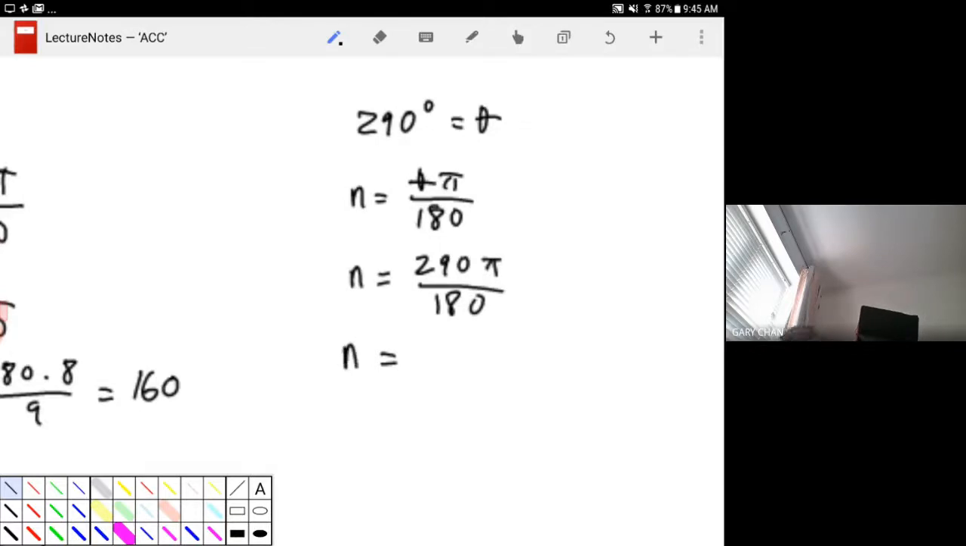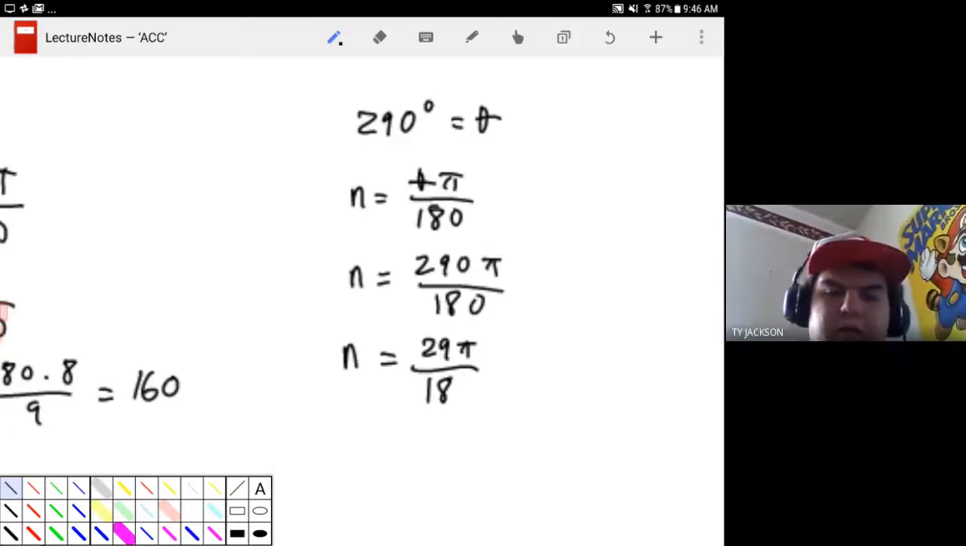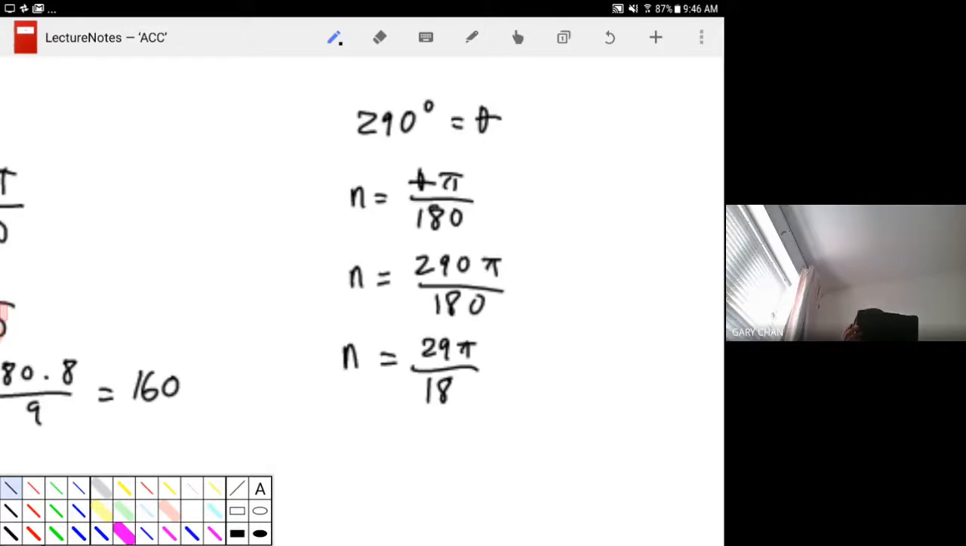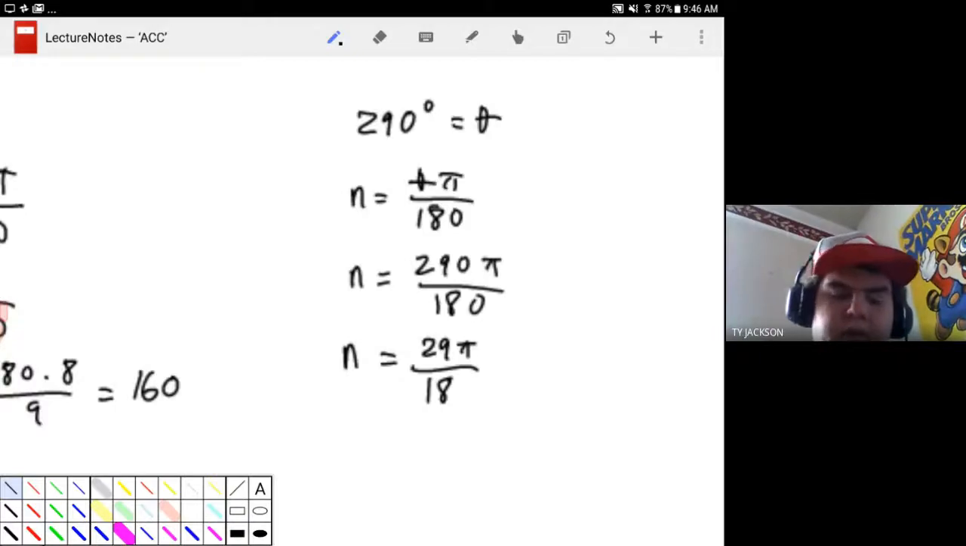Is there a common factor between the numerator and denominator? There's a common factor of 10. So therefore, this is going to be 29 pi over 18. There's no other common factor. You can enter your answer in terms of pi, right? It says enter exactly, but does it say in terms of pi or no? It doesn't say it. So it would be 5.06, I believe.